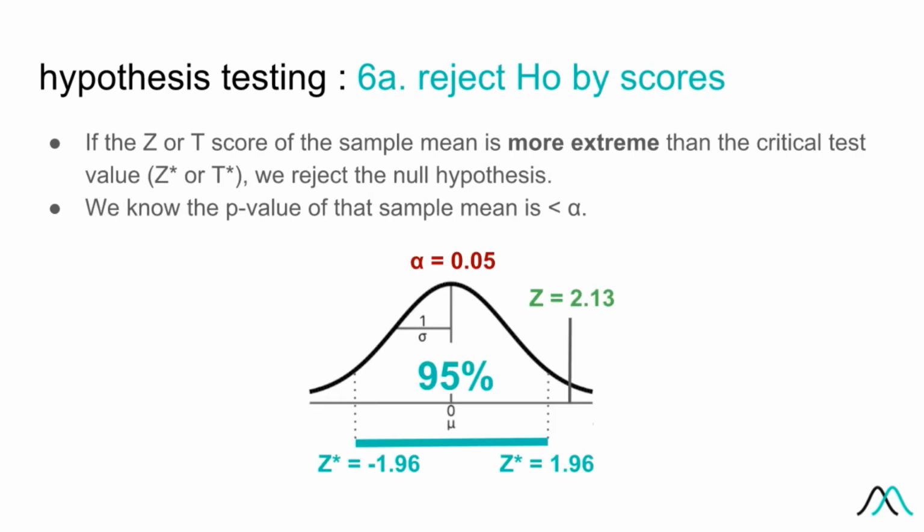Here's a quick visualization of rejecting H0 by scores comparison. So in this hypothetical test, we had an alpha of 0.05, and we ran a z-test. And an alpha of 0.05, two-tailed, corresponds to a critical z value of plus or minus 1.96. And our sample mean had a z-score of 2.13, which is more extreme than the positive critical value. Note that a negative 2.13, the symmetric result, would have also rejected H0.